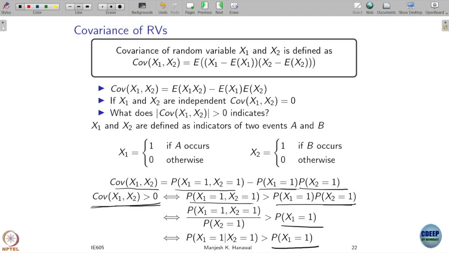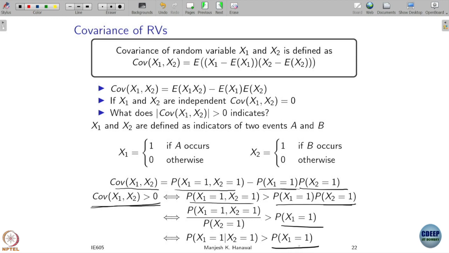What it is saying is that this is an if and only if condition, all of them. If the covariance between x1 and x2 is positive, that means that if x2 equals 1 has happened, then the conditional probability that x1 equals 1 is higher than the unconditional probability of x1 taking value 1. That means if x2 has taken the value 1, then x1 is also more likely to take the value of 1. Right? That's what this is saying.